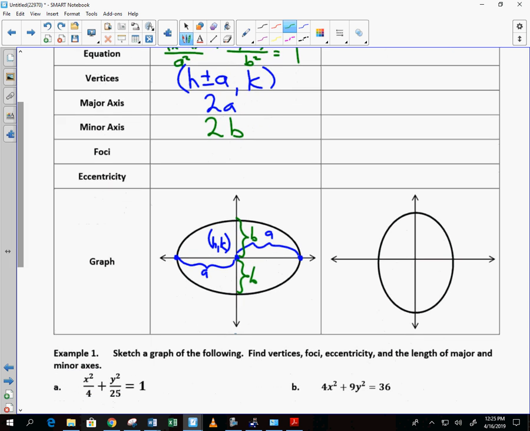It does. The foci. The foci, if you remember in parabolas, we had one focus point, but in ellipses, we have 2 of them. And the foci sit c units from the center. So that's going to affect the h value. So it's h plus or minus c, and then k.